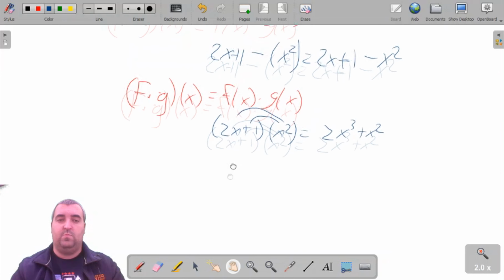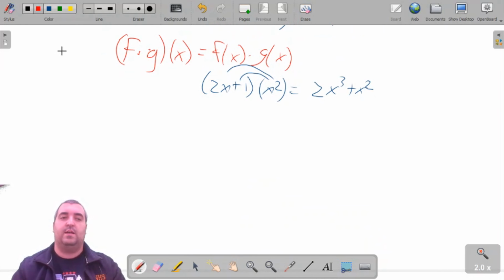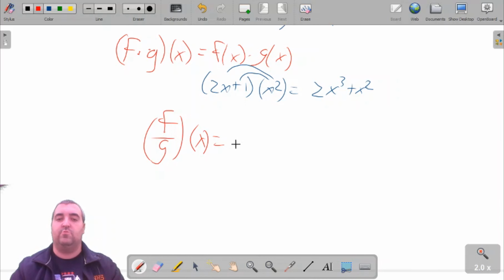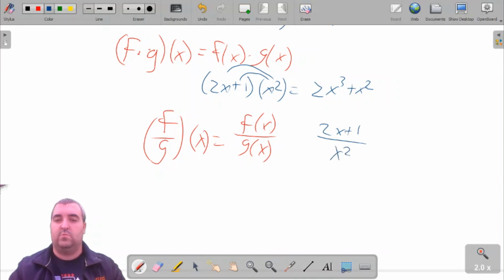Alright, then one that we don't see too often in this class at least is division, but I'll show it anyways. So it'd be f over g of x, and we'd have to do the qualification where g can't equal 0, but we're going to skip that for now. This is just going to be f of x over g of x, which in this case is going to be 2x plus 1 all over x squared, and we can't simplify that, so it stays that.